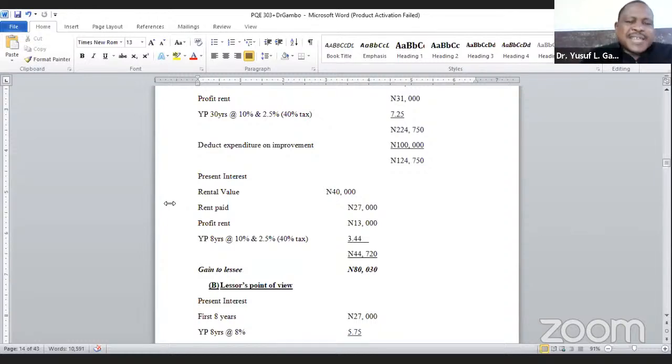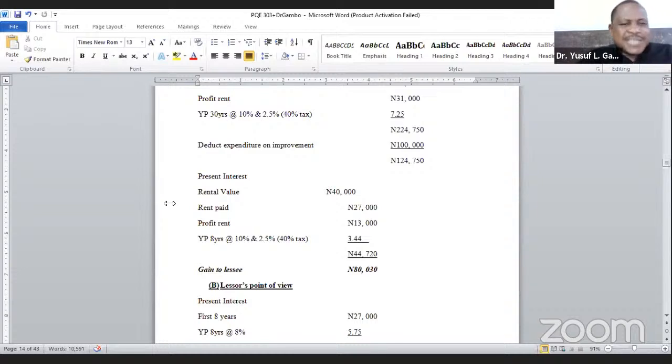Now, 8 years at 10% and 2.5% tax default, so you have 3.444. When you multiply, you have 44,720. The gain to the lessee, which is 80,000 naira: when you less the proposed minus the present, 124,750 minus 44,720, you will get 80,030. That is the gain to the tenant.